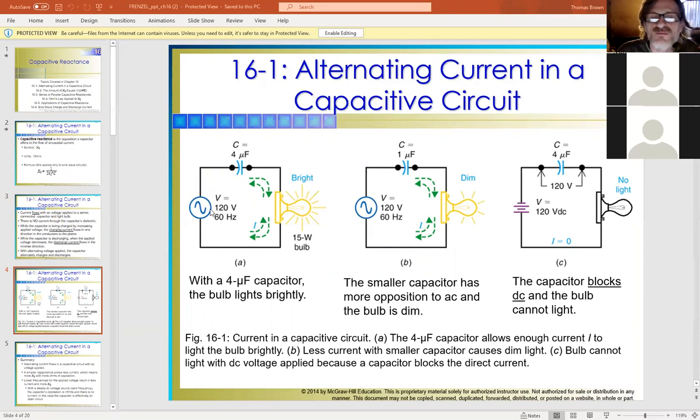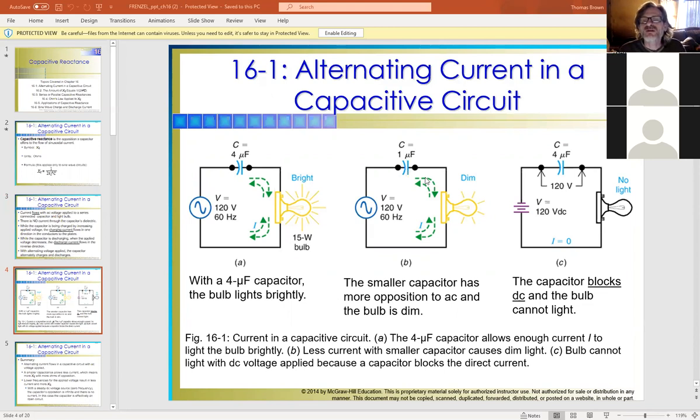You notice that it's essentially a simple circuit, right? We have an energy source here, 120 volts, 60 hertz, which is out of the wall power. We have a capacitor of 4 microfarads hooked up to a 15-watt light bulb. Basically what he's trying to show is how the size of the capacitor does affect what's going on. In this case, he has a 4 microfarad capacitor. The light bulb lights up very brightly.